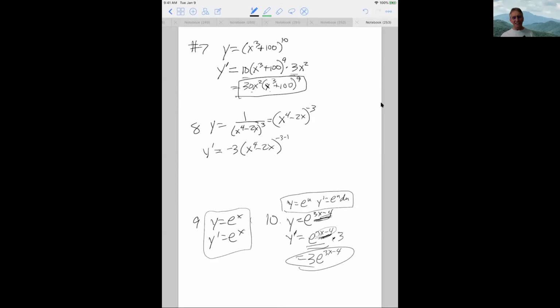Don't get caught on that, you guys. Sometimes you automatically subtract 1 and it makes the 3 smaller. No, when it's negative, it grows, okay? So make sure you keep track of that, and then multiply times the derivative of x to the fourth minus 2x. So that's going to give us 4x to the third minus 2.